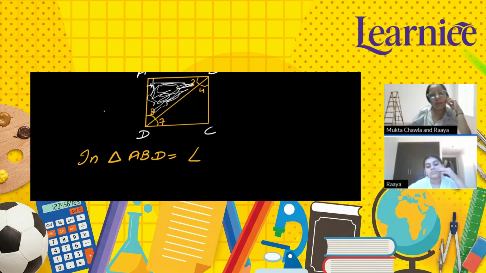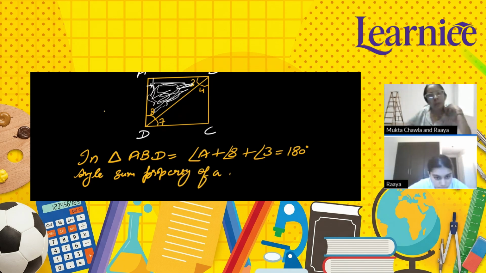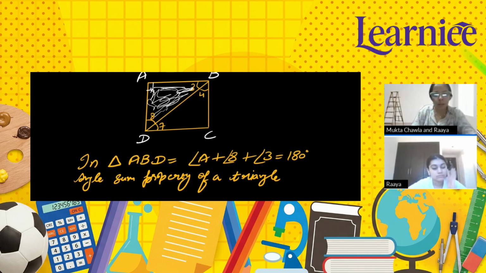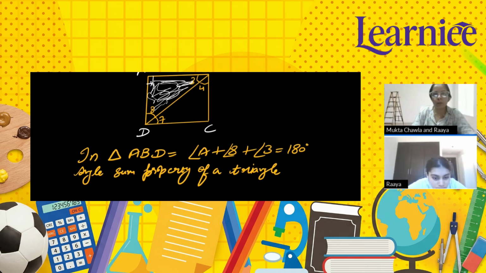What is given? Angle A plus angle 8 plus angle 3 is equal to 180 degrees. This is the angle sum property of a triangle, right? Why are we not going with the congruency? Because they are asking for the readings of angles, 45 degrees. So that's the reason. So with the angle sum property, we have written that the sum of three angles is 180 degrees.